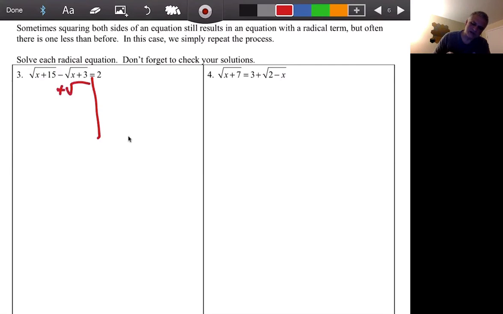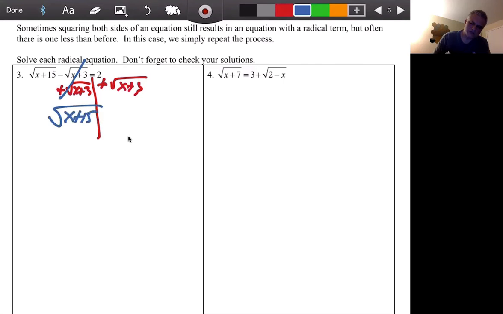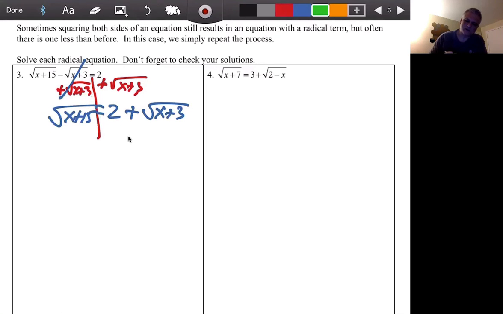So let's add root x plus 3 to both sides. That's a 3. Okay, that cancels. So I got root x plus 15 equals. Now what is 2 plus the square root of x plus 3? Well, 2 and root of something are not like terms, so it remains 2 plus root x plus 3. Brilliant, right? Okay, so now I've isolated this radical.